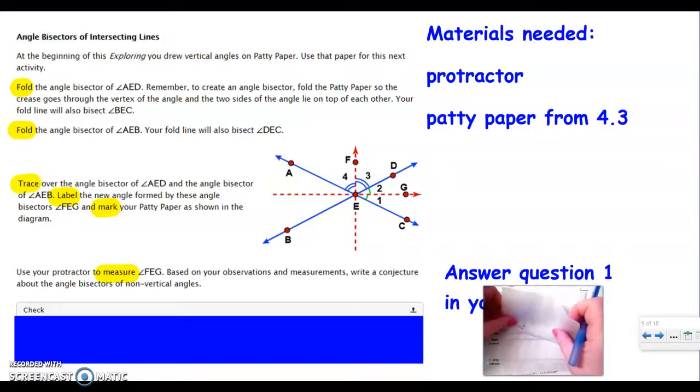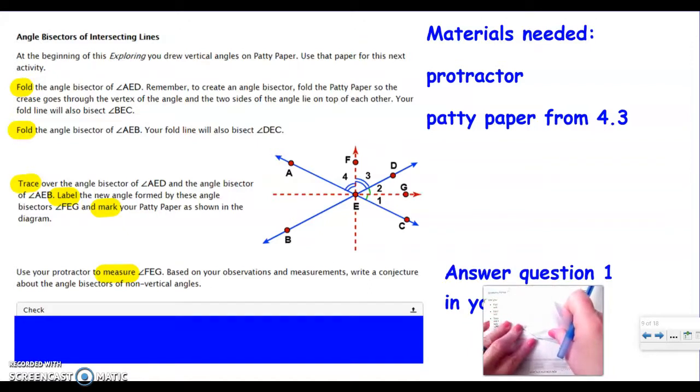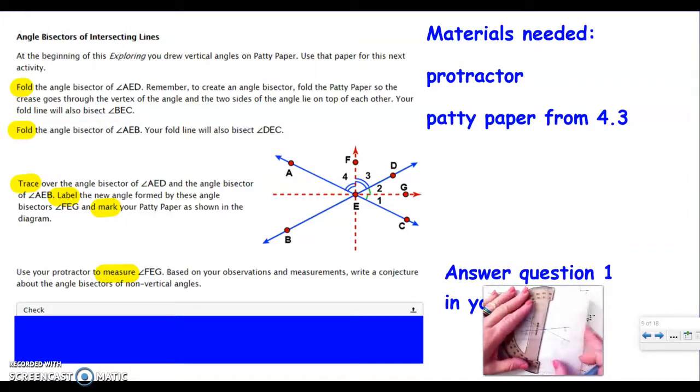So I'm going to fold side on top of side, going through point E. If I can get it situated correctly. Alright, and there is that fold going right through E, bisecting both of those angles. So I'm going to use the straight edge of my protractor to go over those crease lines to make it a little bit easier to see. It's hard for me to see my crease lines to go over them, but I'm going to do my best here. I believe it's right there. Didn't go through E very well.